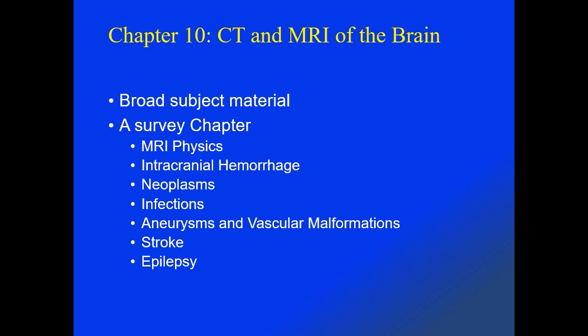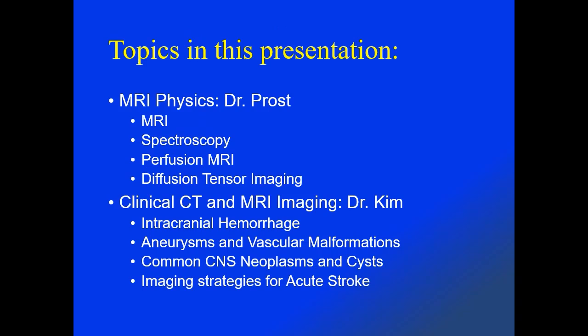This chapter covers a broad subject material, and because of that, by necessity, it's a survey chapter where we cover multiple subtopics including MRI physics, intracranial hemorrhage, neoplasms, infections, aneurysms and vascular malformations, stroke, and epilepsy. In a separate presentation, Dr. Prost, our co-author and an MRI physicist, will provide an excellent presentation on MRI physics to include the fundamentals of MRI imaging, MR spectroscopy, perfusion MRI, diffusion tensor imaging.